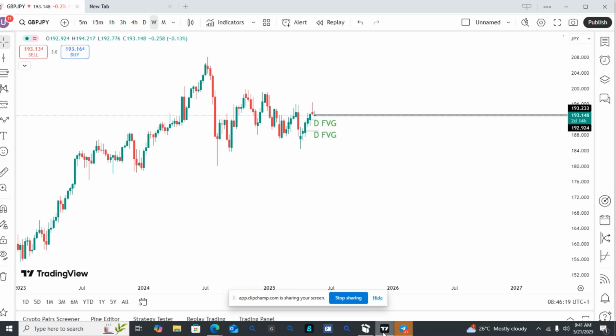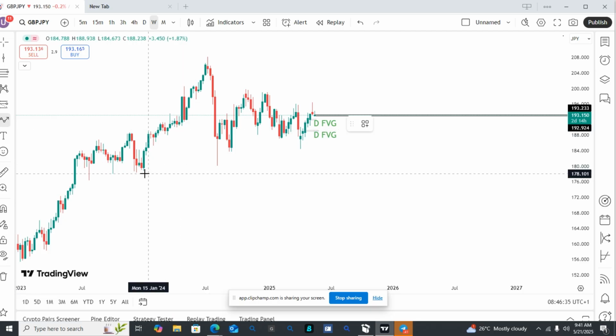Let's go. So this trade is GBPJPY. I took this trade yesterday, Tuesday, being the 20th of May 2025. So the analysis was on the higher time frame, weekly time frame.